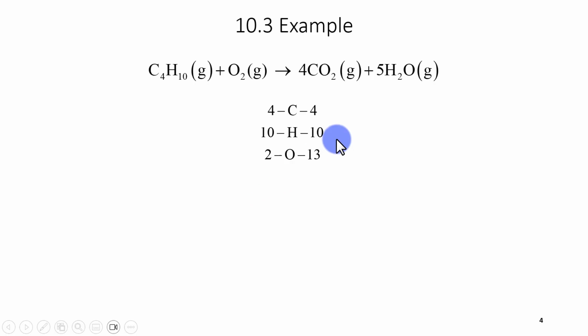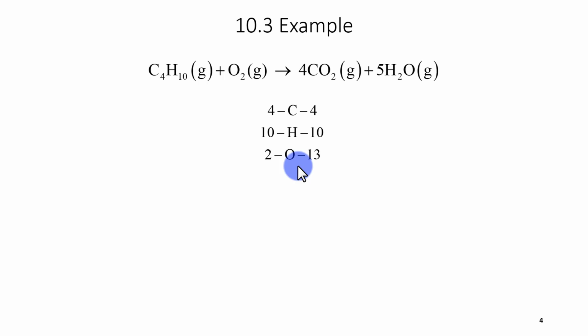Let's take a tally to see how many oxygens I have. I still have 2 here. I have not changed anything on the left-hand side. But what do I have on the right-hand side? I have 4 times 2, that's 8, plus 5 times 1 is 5, so 8 plus 5 gives me 13 oxygens.